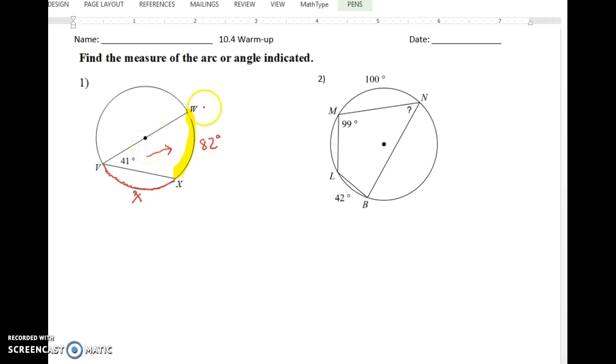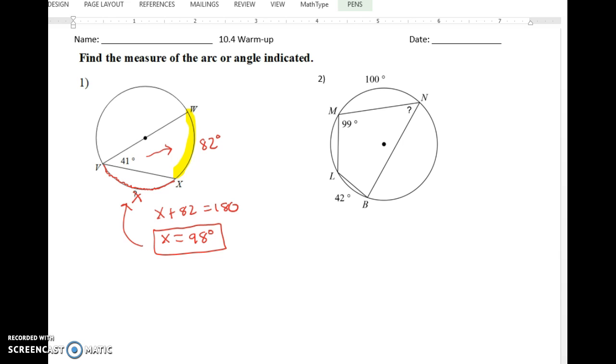And now I can also see that this here is a diameter. So if I have a diameter of a circle, I know that VXW, this whole arc here, has to be equal to 180. So X plus 82 equals 180, and X is going to equal 98 degrees. Okay, so that would be this section here.